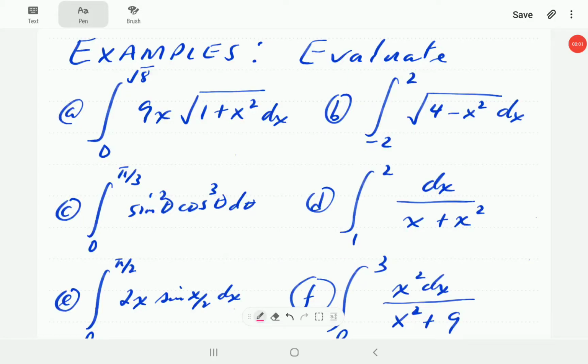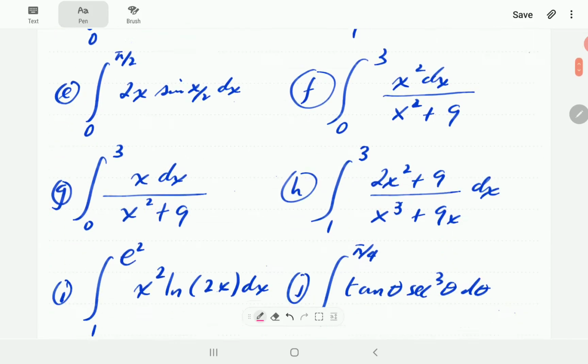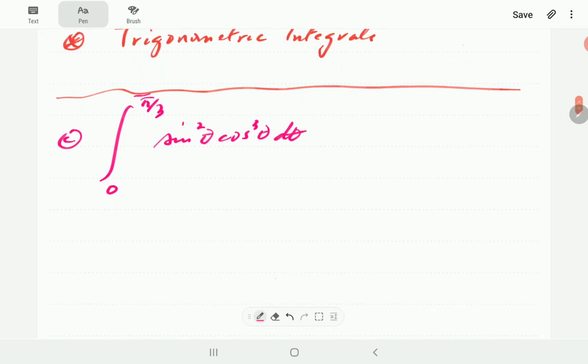All right, in this video, I'll continue the work we started in part 2, where we integrated part A and part B. So here we're going to start off with part C. In part C, we've got the integral from 0 to pi on 3 of sine squared theta cosine cubed theta. So it's just an integral of a product of powers of sine and cosine. And as mentioned earlier, we've done a series of videos on these.